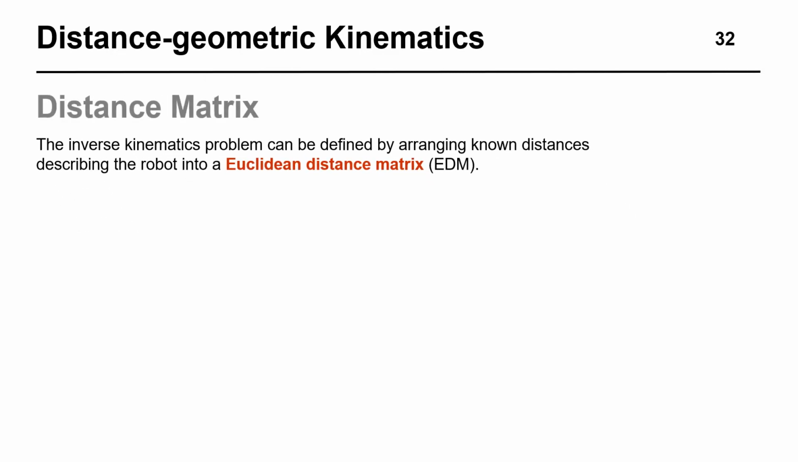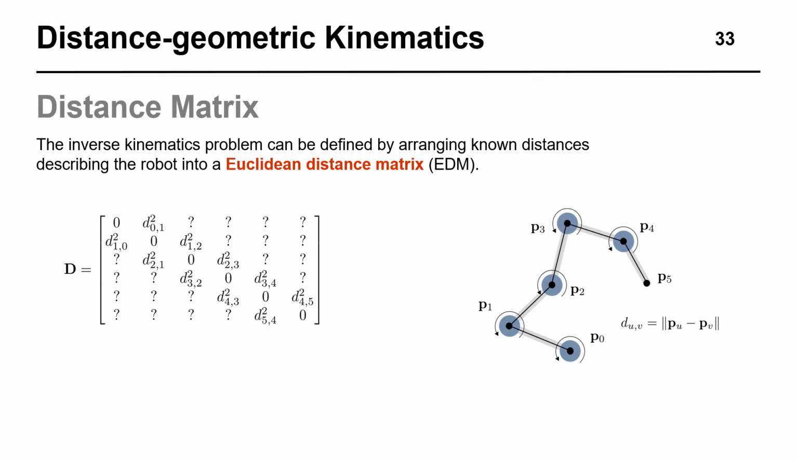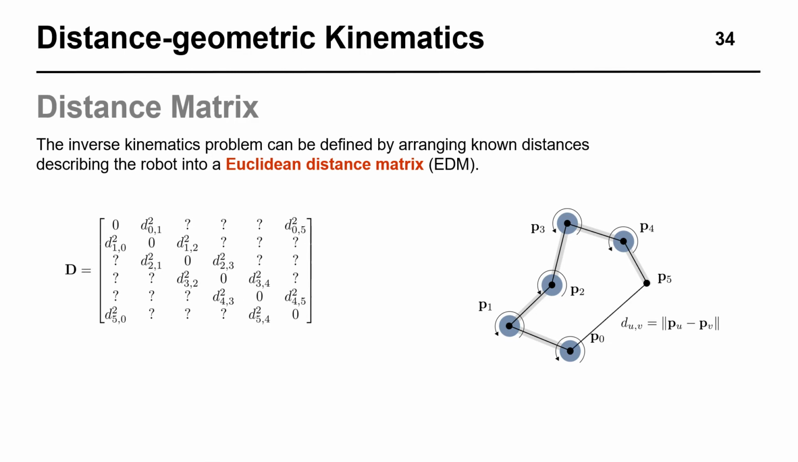To illustrate this procedure, we can define a simple unconstrained inverse kinematics problem for the open planar kinematic chain on the right. On the left, we can see that only the diagonal elements of the Euclidean distance matrix, corresponding to the points' distances from themselves, are 0. Since we know the link lengths, we can fill out the off-diagonal terms with the squared distances describing the robot's structure. Next, we can set a position goal for the end effector by fixing its distance to the base joint and filling out the corresponding elements in the Euclidean distance matrix.